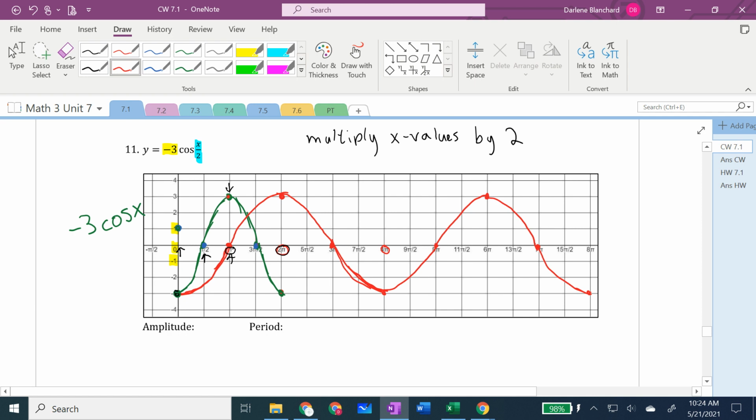Now, you're being asked for the amplitude and the period. The amplitude is the distance from the midline to the highest point, as well as the distance from the midline to the lowest point. It's always a positive number. So it's not -3, it is +3.